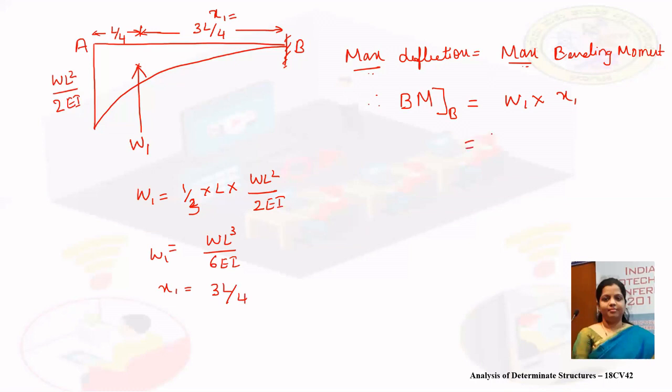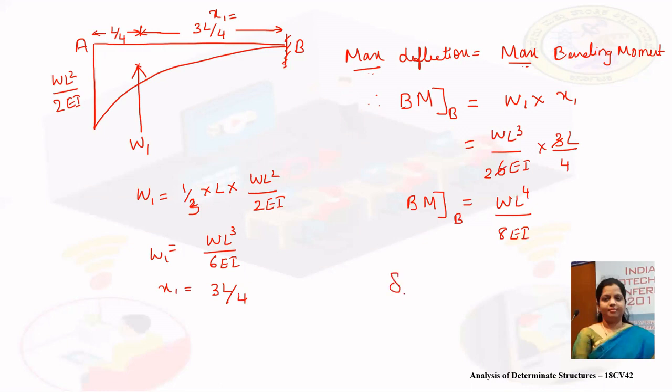Substituting both the values, WL cube by 6EI and 3L by 4, we get WL raised to 4 by 8 EI. This is the maximum bending moment at point B. Therefore, as per the conjugate beam theorem, maximum deflection at point B is equal to maximum bending moment at point B, which is WL raised to 4 by 8 EI.